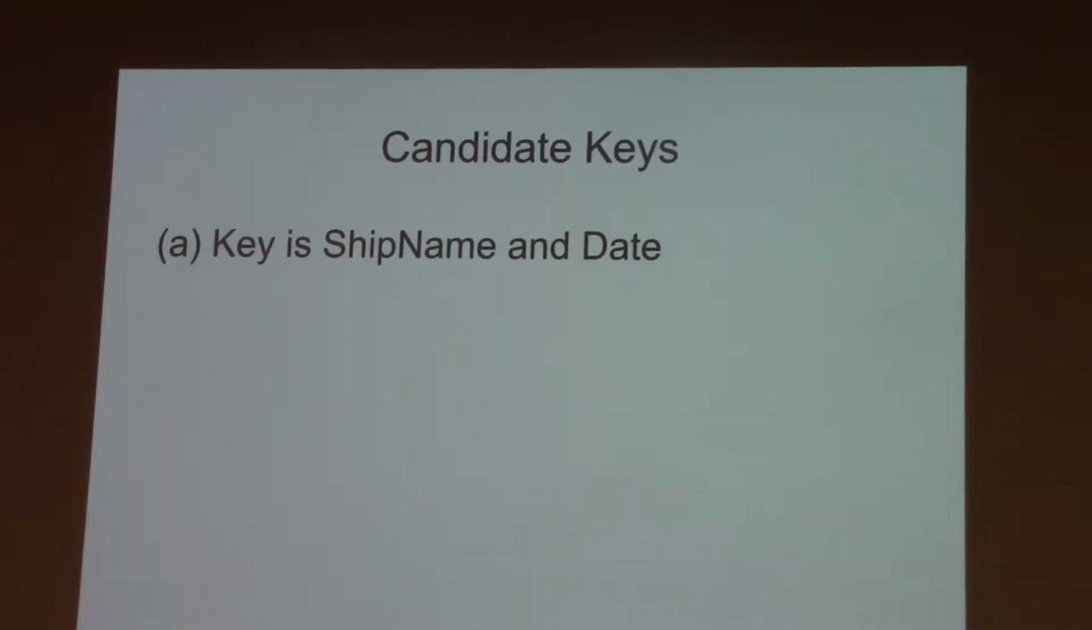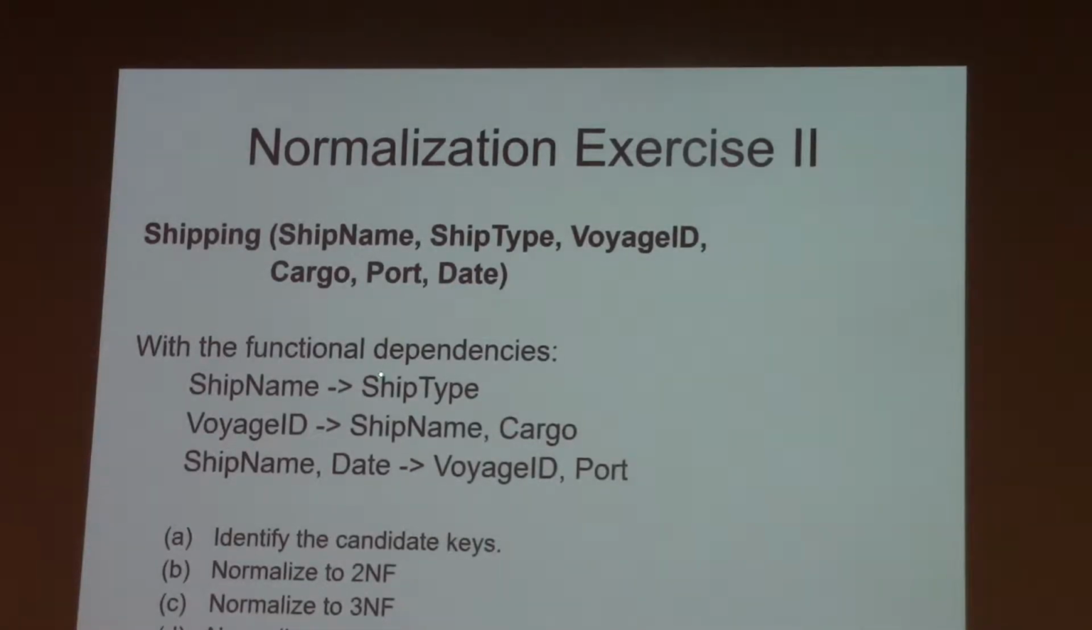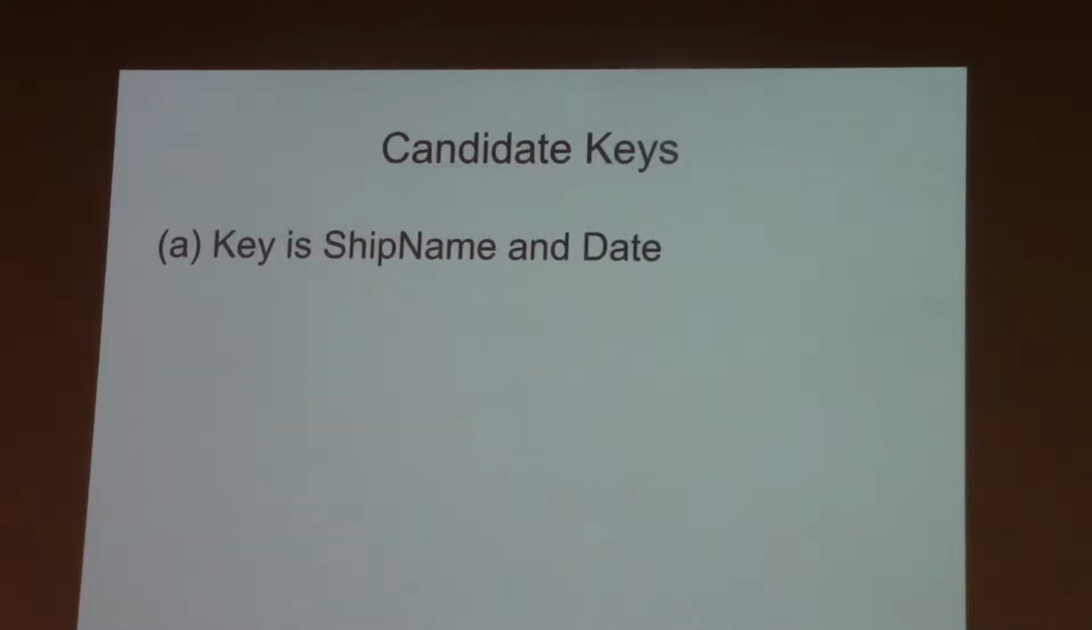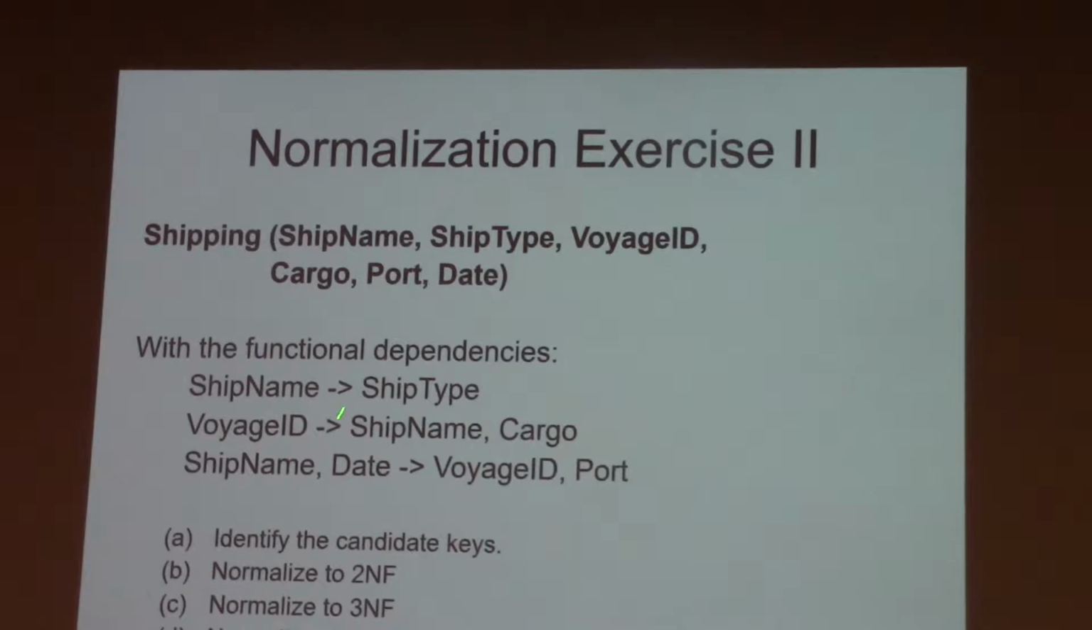So this time the key is ship name and the date. Let's take a look at the ship name and date: they determine voyage ID and port. What about the ship type and cargo? Through the ship name you can determine ship type, and through the voyage ID you can determine cargo. So ship name plus date can be the primary key.